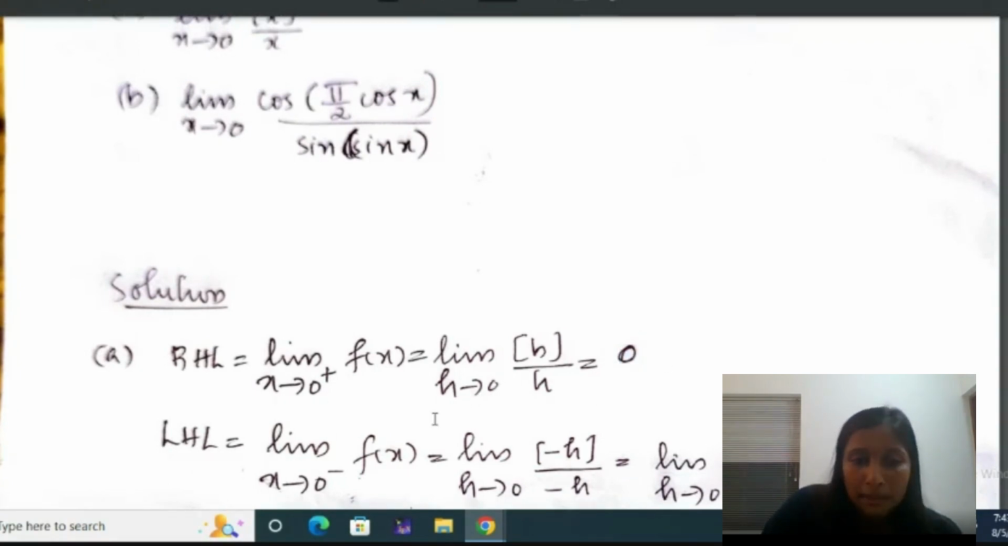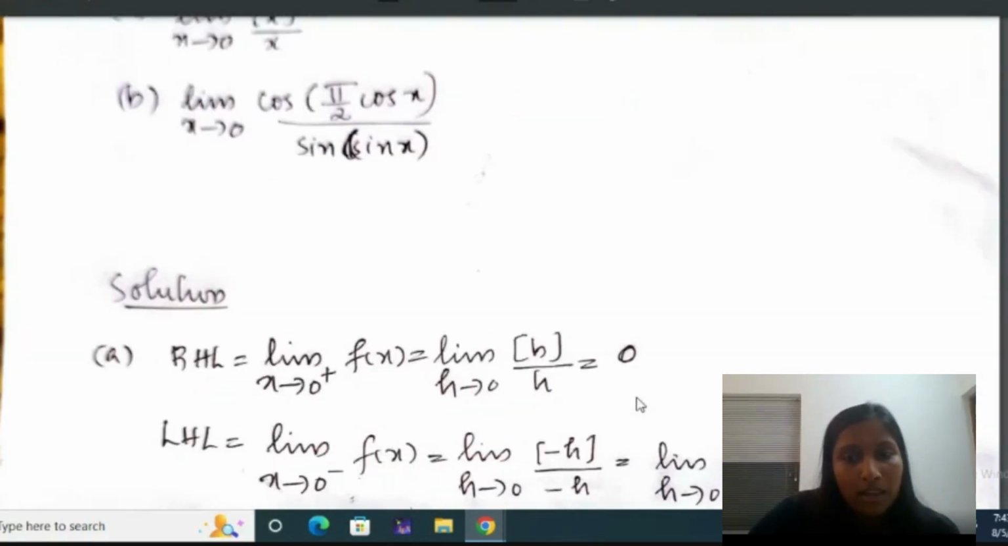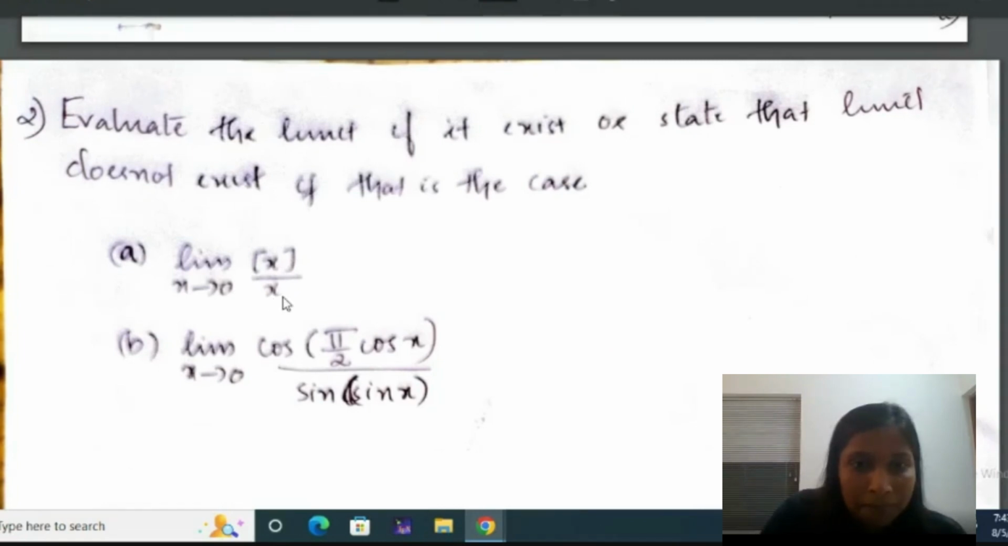Okay, for the left hand limit, limit x tends to zero minus f of x, that is limit h tends to zero of greatest integer function of minus h by minus h. The points just immediately left of zero will have greatest integer function value minus 1. So here it will be minus 1 and it will be minus h here, so the limit will be infinity. So the left hand limit does not exist and the right hand limit exists and its value is 0. So the limit does not exist there.